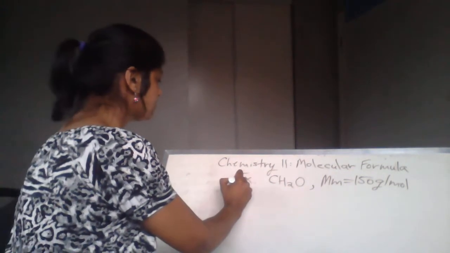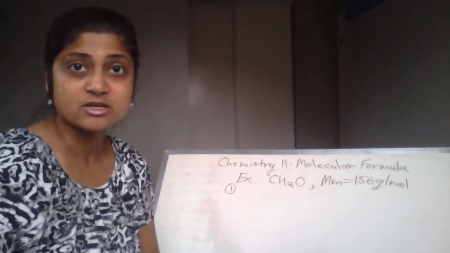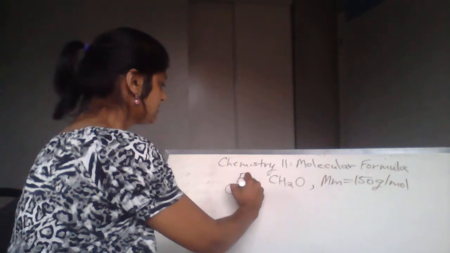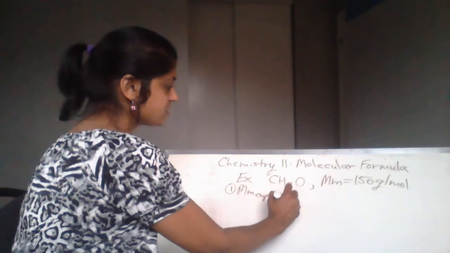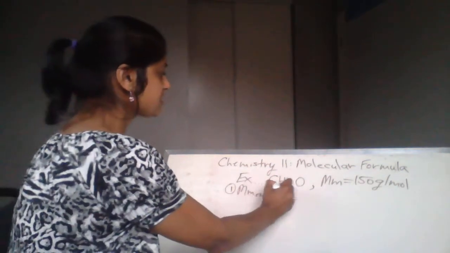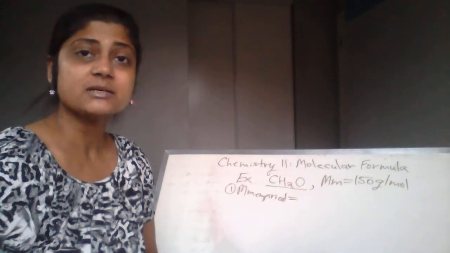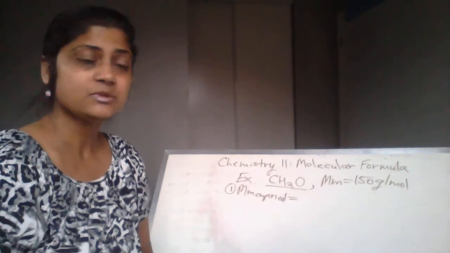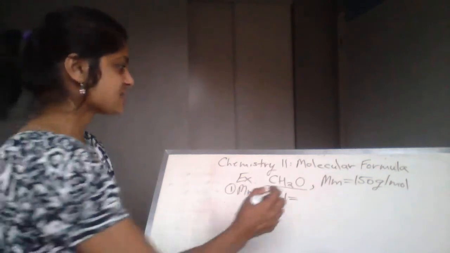So in the first step, I'm going to find the molar mass of the empirical formula. I'm going to put capital M, and I'm just going to write empirical here, so we don't get confused. We're looking at basically this compound right here. Again, I'm using my periodic table, taking the mass from the periodic table, and finding the molar mass by adding all these masses together.